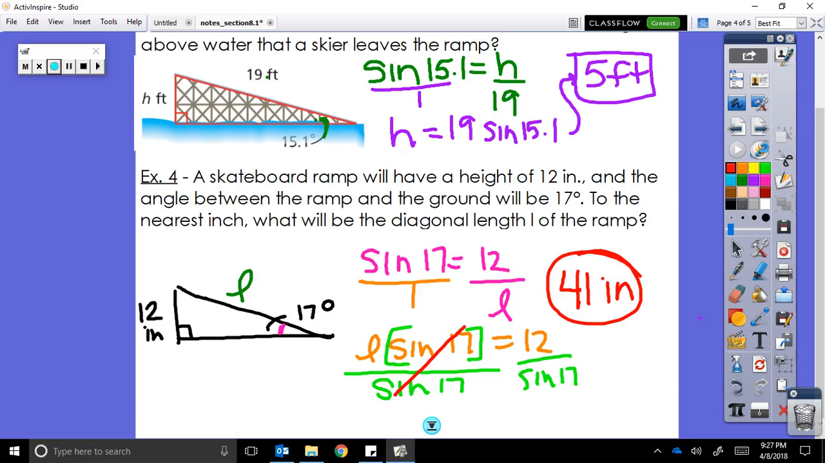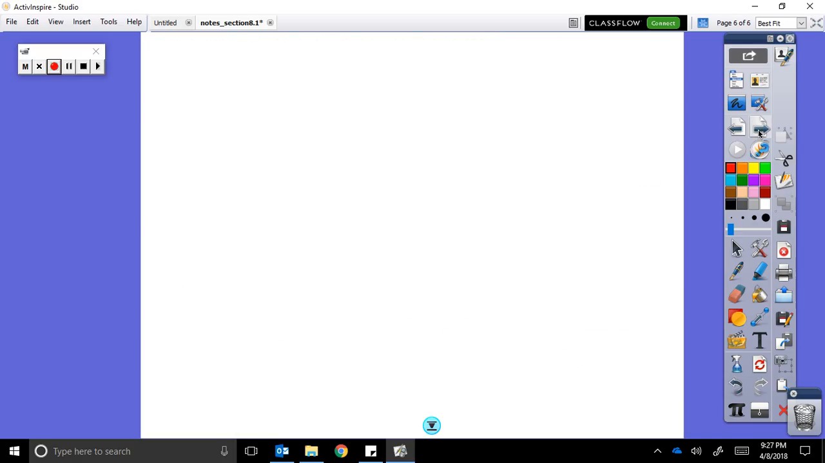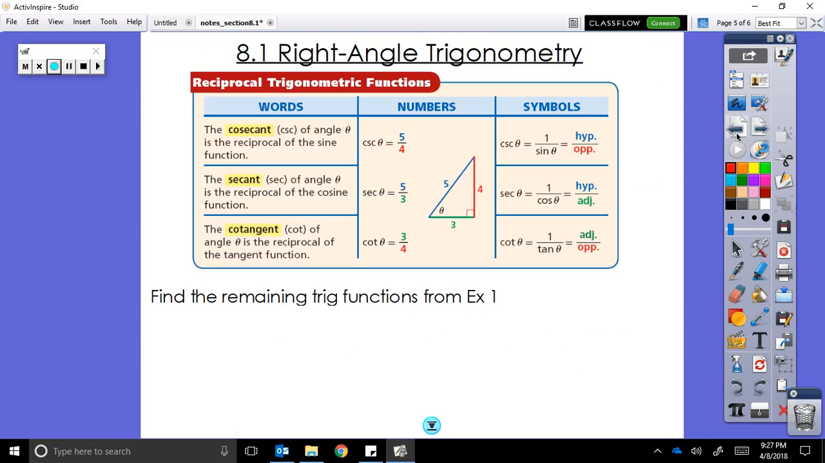Okay, so I hope you remember that stuff from geometry. This last page is something that is new. So I'm going to kind of talk through it for you, and I want you to look at it. These are 3 new vocabulary words: cosecant, secant, and cotangent. I'm going to read our definition. The cosecant of an angle theta is the reciprocal of the sine function. If you remember, sine is opposite over hypotenuse, so cosecant is hypotenuse over opposite.